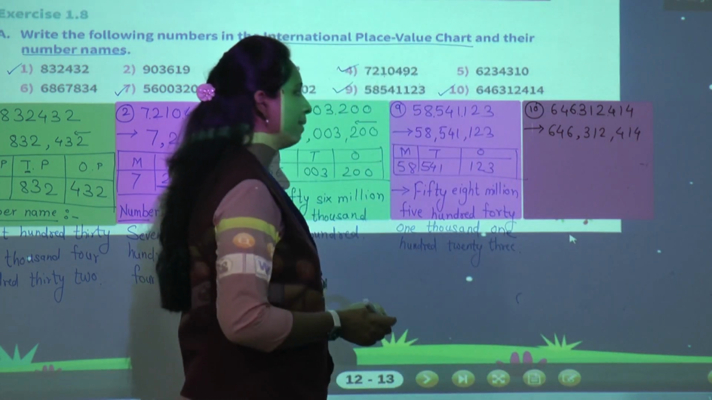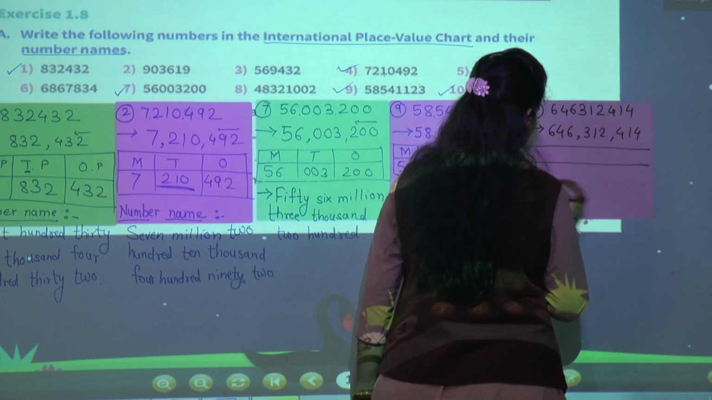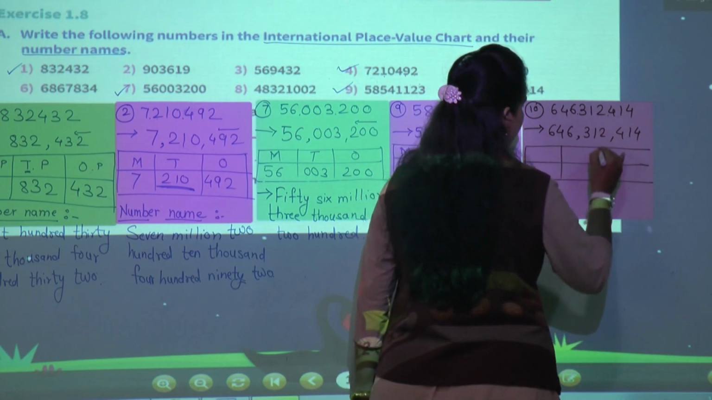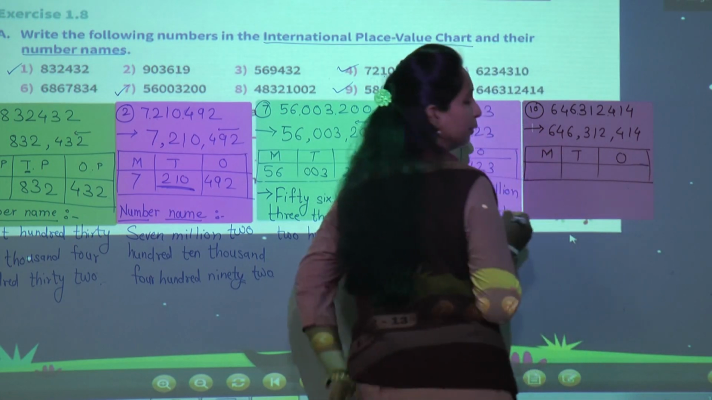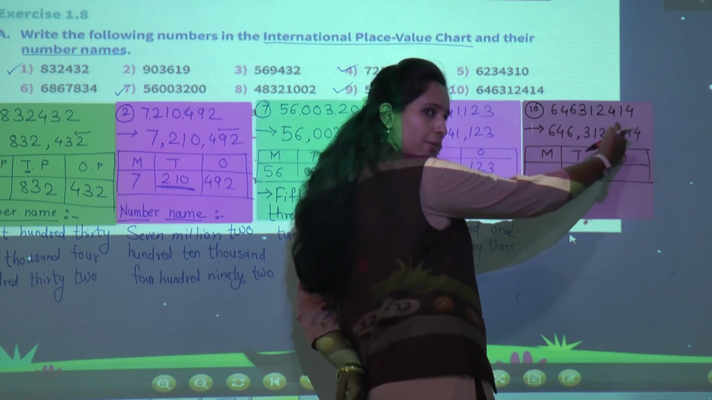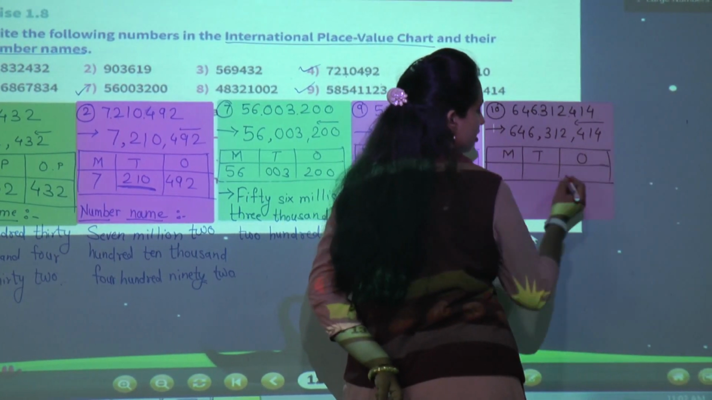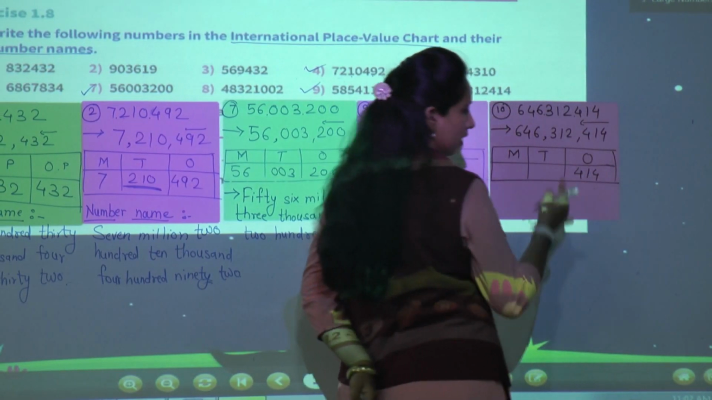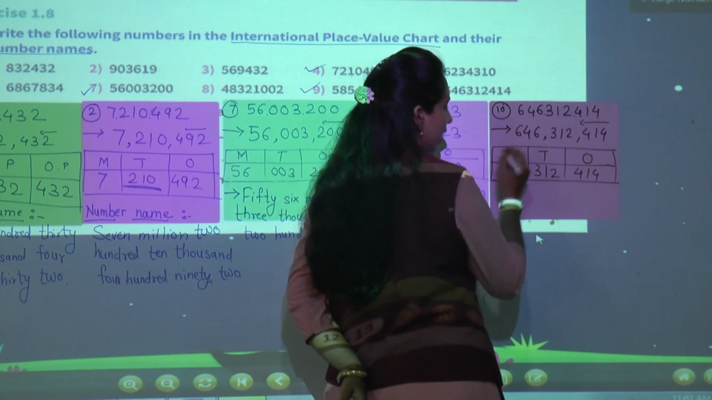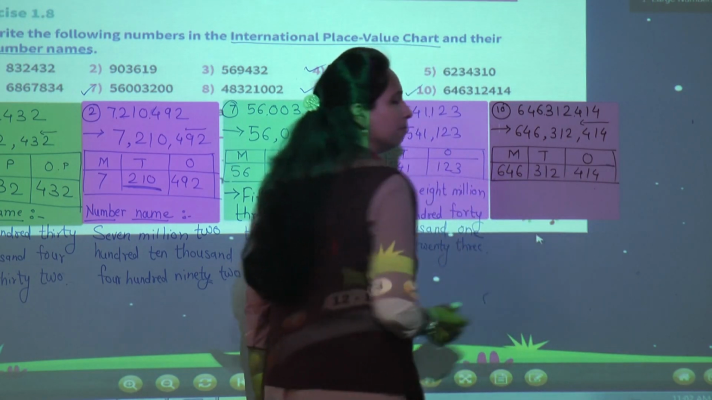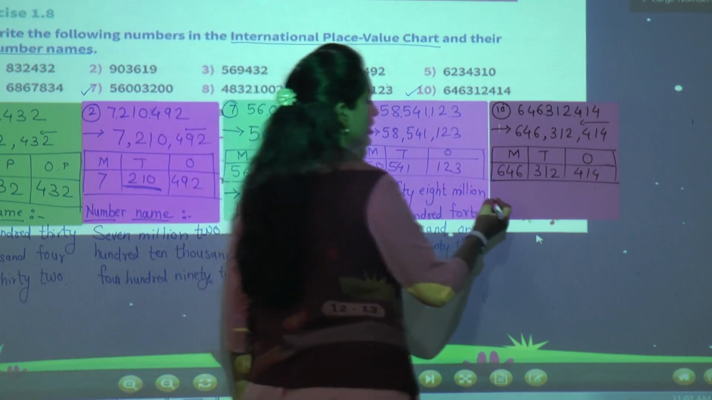Now we will place these numbers in the place value chart. Which place value chart, students? Yes, international place value chart. Start from right side, from here. Place the numbers in the place value chart. First 3 digits, 414, in ones period, next 3 in thousands period, and next 3 in millions period. Now we will write the number name of this number.